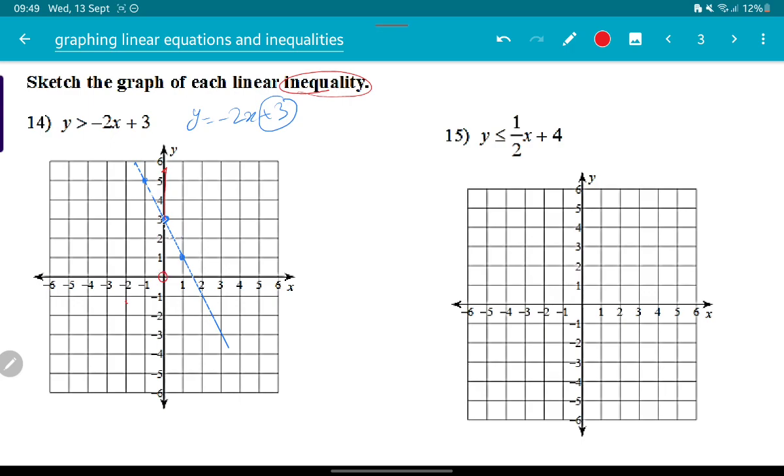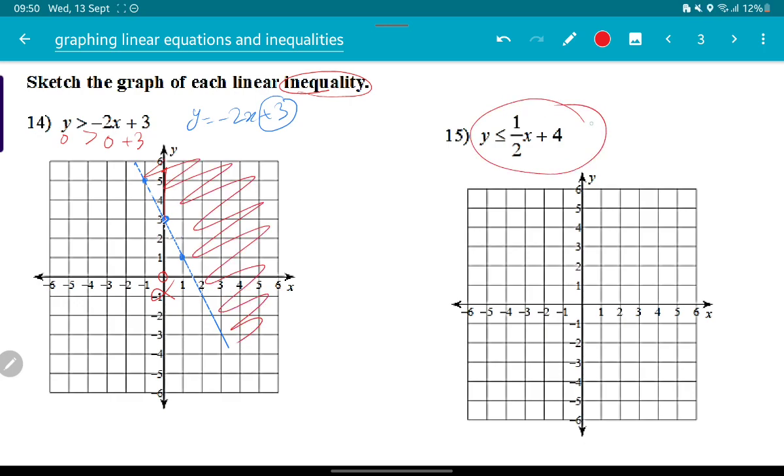Can you test if this 0 satisfies the inequality or not? Okay, put 0, because this point is 0 and 0. 0 for y and 0 for x, plus 3. Now can you see that this inequality says that 0 is greater than 3? Is it true that 0 is greater than 3? It's not true. So you cannot take the part that contains 0. Take the opposite part. So this is the answer.